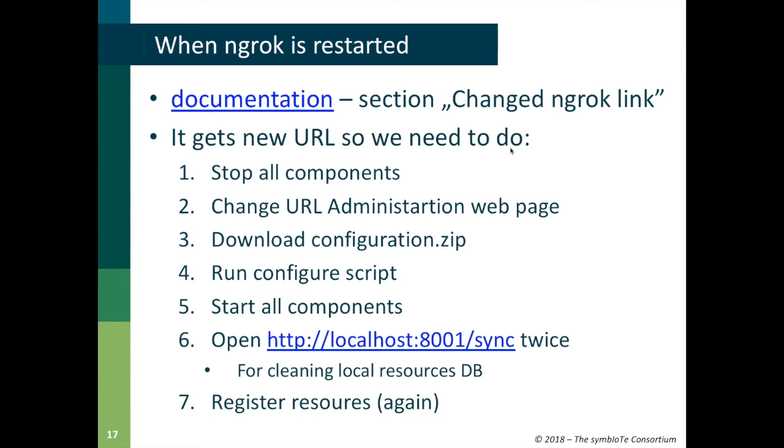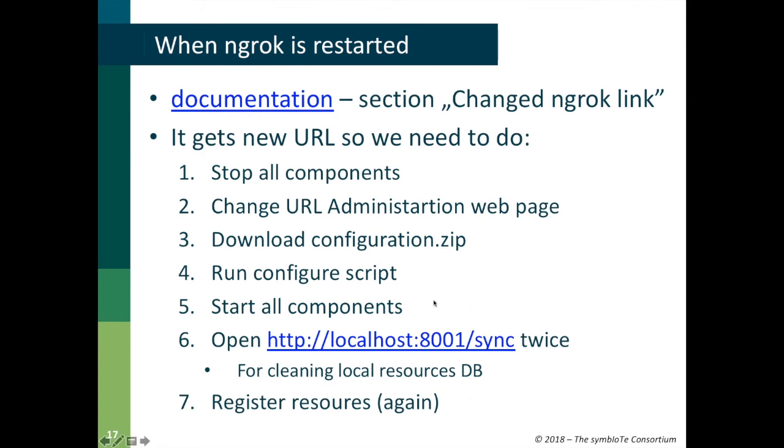So afterwards, we need to register some resources, and sometimes we need to restart ngrok. In that case, there are the following steps that we need to follow. So we need to stop all the components. We need to change the URL in the administration web page. We need to download the configuration zip file again, put it in our deployment directory, run the configure command in the script, and start all the components.